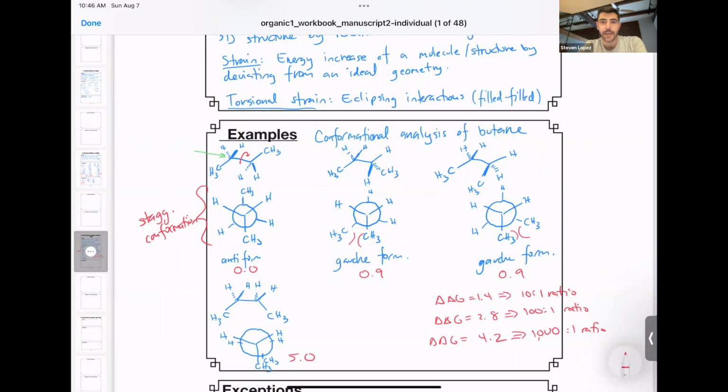And now in the case of the eclipsed butane, we have a 5 kcal per mole difference, which we can dissect. About 3 kcals per mole of this 5 comes from the torsional strain associated with sigma bonds overlapping with each other in this eclipsed way. The additional 2 kcals per mole that we see are due to the steric effects resulting from these methyl groups being as close as possible to one another.